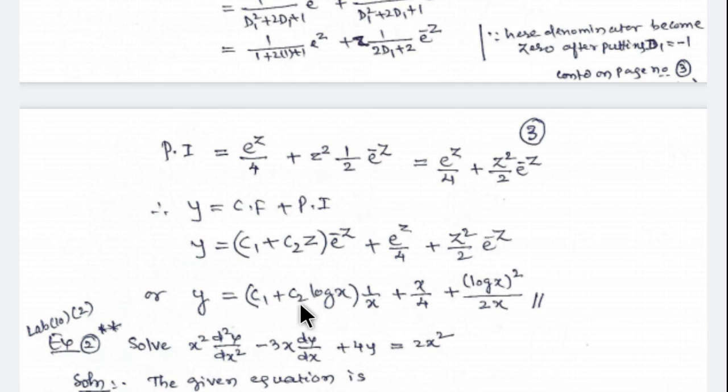y is equal to c1 plus c2 log x, since z is replaced by log x. e raised to minus z means e raised to z raised to minus 1, and e raised to z is x, so you write x raised to minus 1, that is 1 by x. Plus e raised to z is x, so directly x by 4. Plus z square means log x whole square, divided by e raised to z, that is x, so 2x. This is the general solution of the given equation.